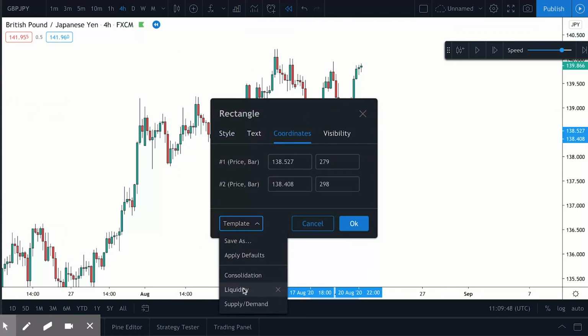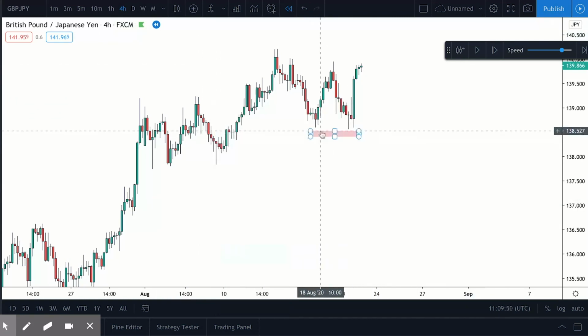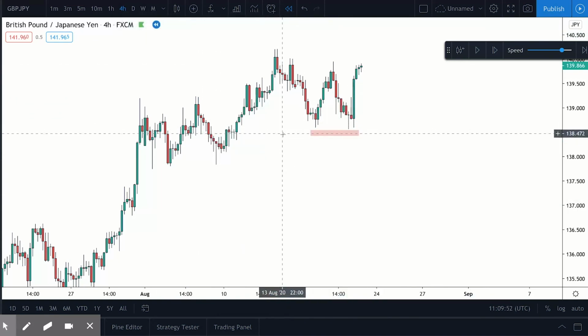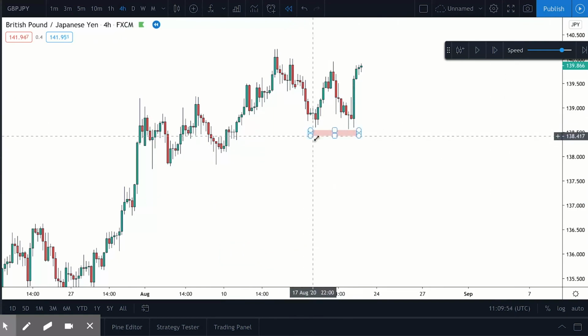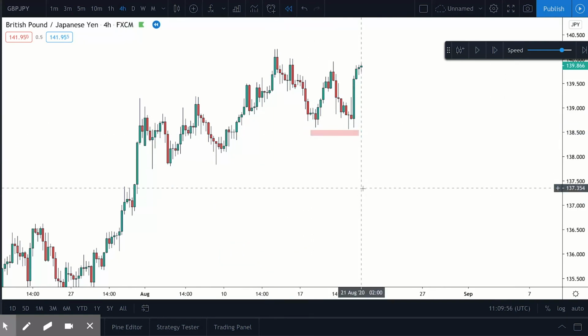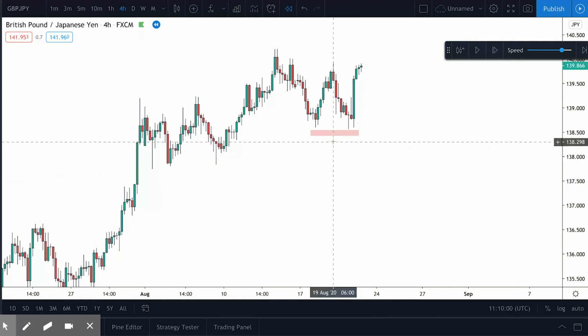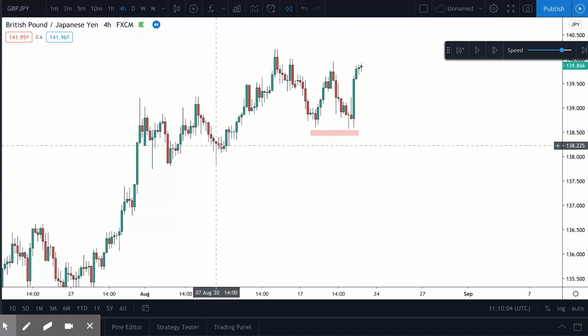Because equal lows means retail buyers, and retail buyers means retail stop losses. So stop loss under the low. I usually use this little red box to refer to liquidity, by the way. Now that's obviously a little stop loss box, and that's generally what I'll use to just mark out areas where liquidity is.